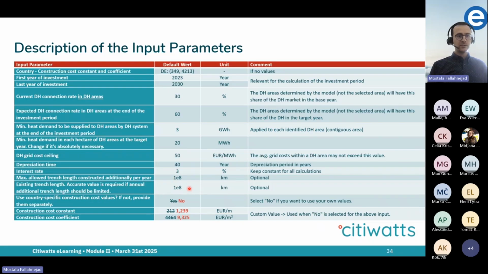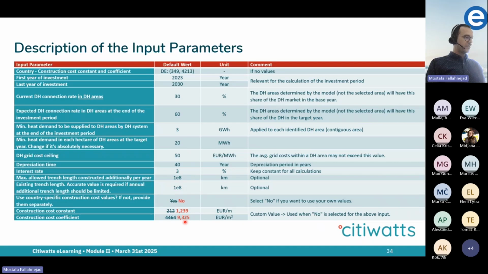But another important input parameter is existing trench length. If I want to use this functionality, I need to provide both parameters. It's not possible to just say I am interested in an expansion of 2 kilometers every year, but I don't know how much trench length currently exists. Otherwise, the calculation module cannot calculate correctly.